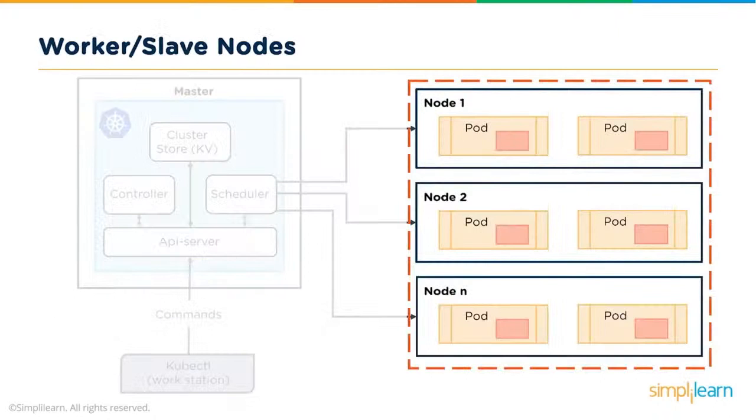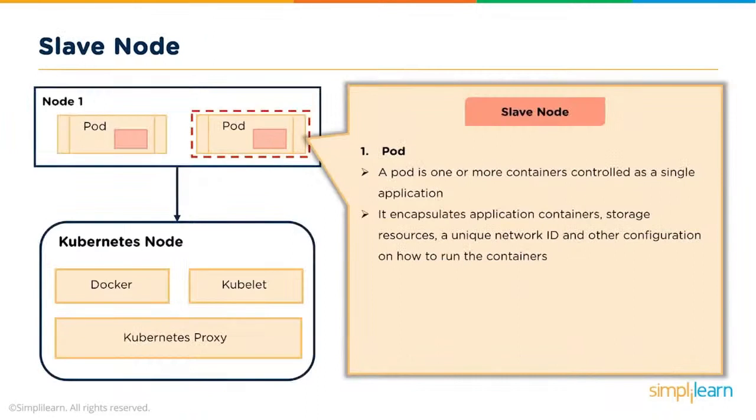And so you end up with a worker-slave architecture, and slaves are all the different nodes and pods within your network. A pod itself will have one or more containers, and each pod will have a Docker container, a kubelet, and a Kubernetes proxy. And these are tools to allow you to communicate back up to the master layer.